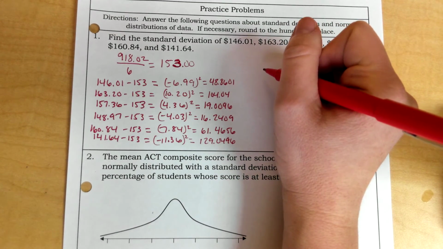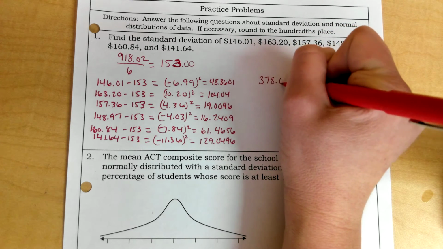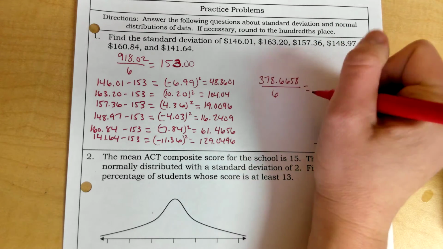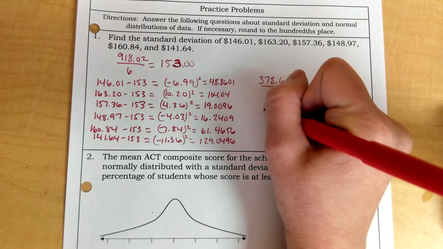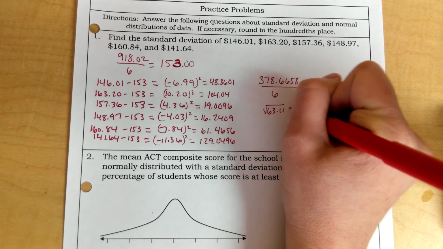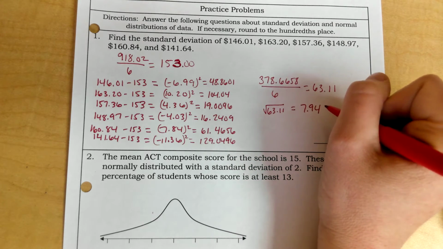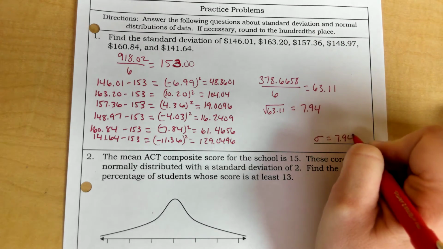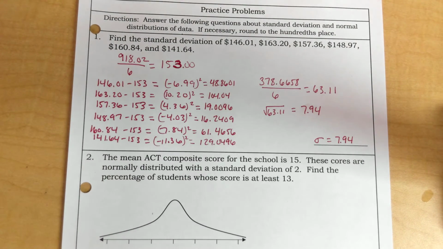Okay. Now, I'm going to go ahead and add all of these together. So take a minute on your calculator and do that. You can pause the video if you need to. I total that to get 378.6658. And again, there are 6 values, so I'm going to divide that by 6. And I get 63.11. Okay, then I have to take the square root of that 63.11, and my final answer is going to be 7.94. So my standard deviation is equal to 7.94 in this case, or roughly 7.94. Okay, all right. So that's standard deviation.